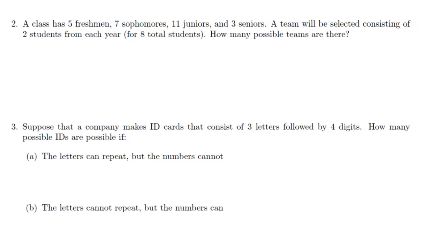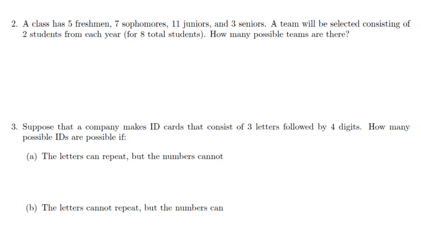We are here with our worksheet for section 10.4, and we're on the second worksheet, and we're at question 2. It says a class has 5 freshmen, 7 sophomores, 11 juniors, and 3 seniors. A team will be selected consisting of 2 students from each year, so 8 total students. And how many possible teams are there?